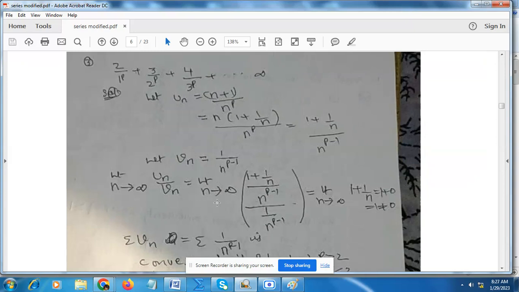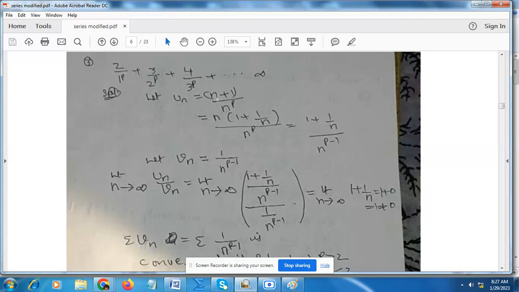2 by 1 power p plus 3 by 2 power p plus 4 by 3 power p plus so on. Here the numerators are 2, 3, 4. According to the arithmetic progression, the nth term is n plus 1. In the denominator, 1 power p, 2 power p, 3 power p and so on, that is n power p. So the nth term of the series is n plus 1 by n power p.